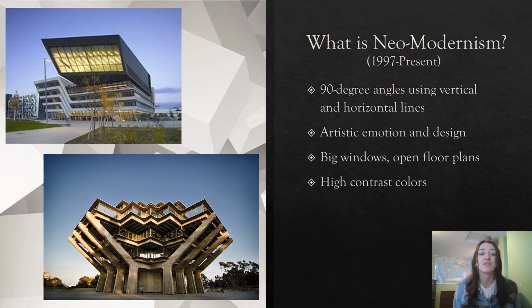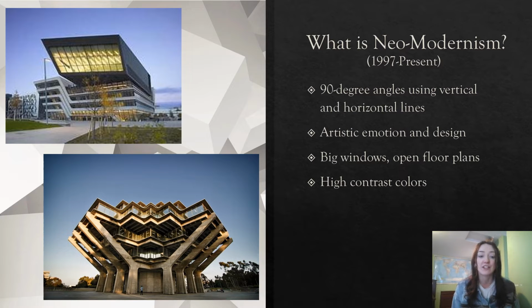Neo-modernism's main characteristics are based off of 90-degree angles, using horizontal and vertical lines, but they also incorporate that artistic emotion and design that we're going to see in these buildings. These buildings do not hide the structural elements that they are composed of, but rather emphasize these materials, such as showing the steel and the concrete. And neo-modernism includes huge windows like we see in corporate buildings today.